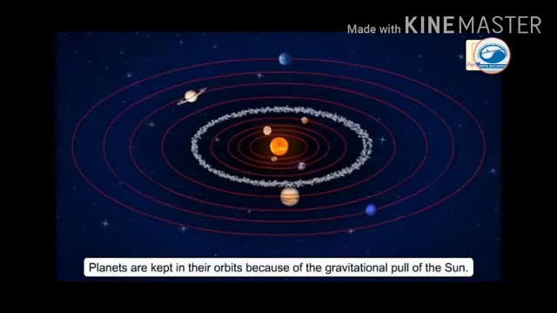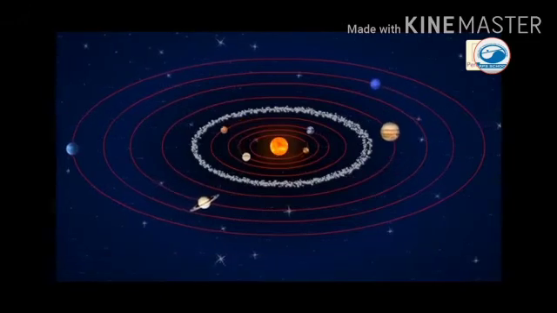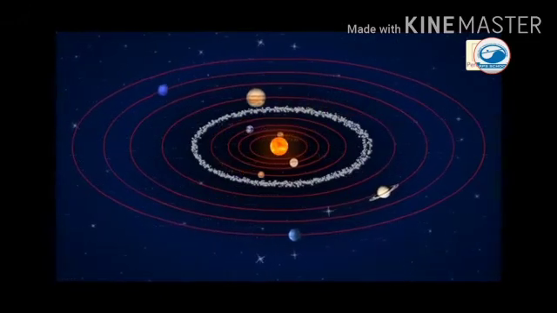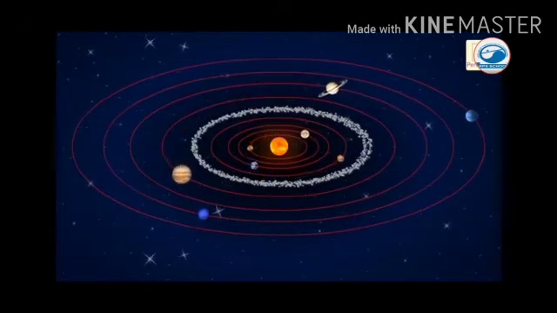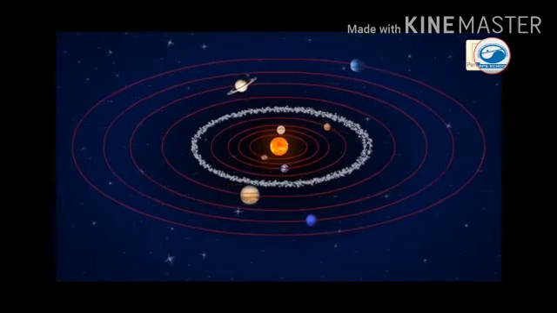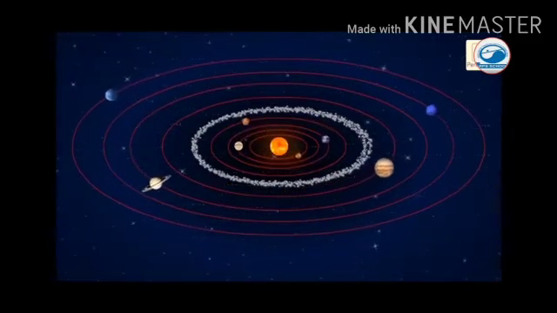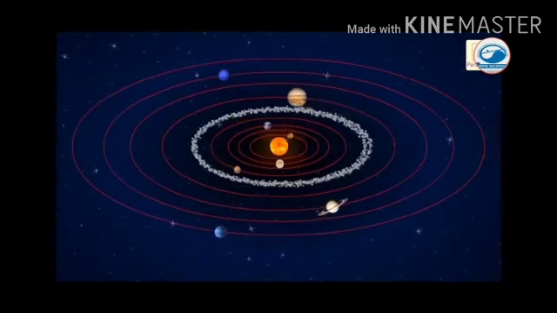Gravity holds the universe together. All the planets are kept in their orbits because of the gravitational pull of the sun. Each planet revolves so quickly around the sun that the sun's gravity cannot pull the planet towards itself. Yet the planets do not revolve so fast that they can break away from the sun's pull and hurtle off into the space.